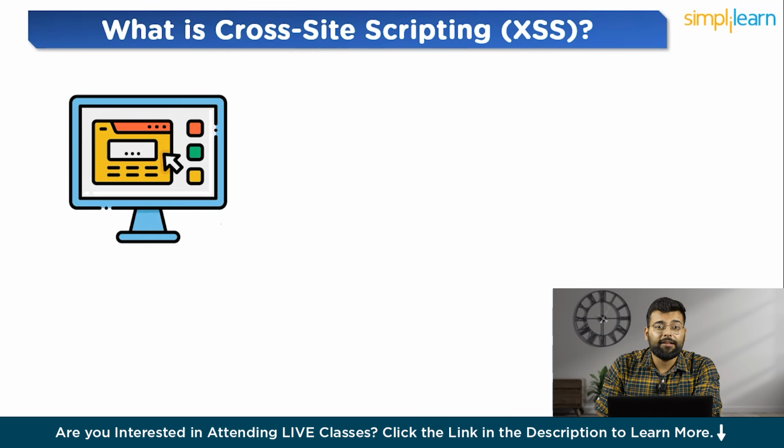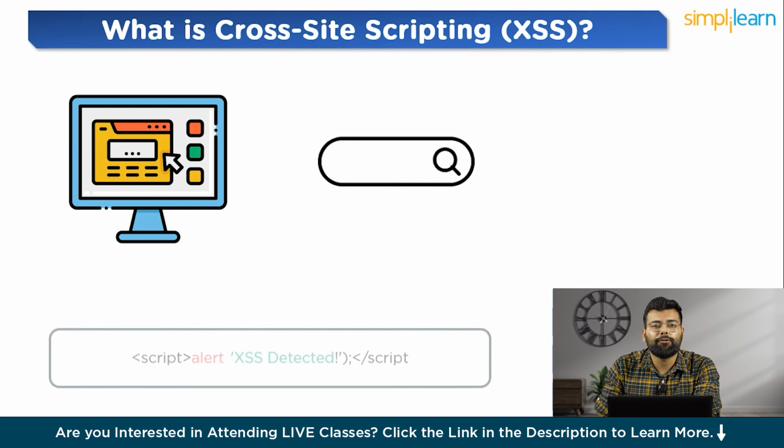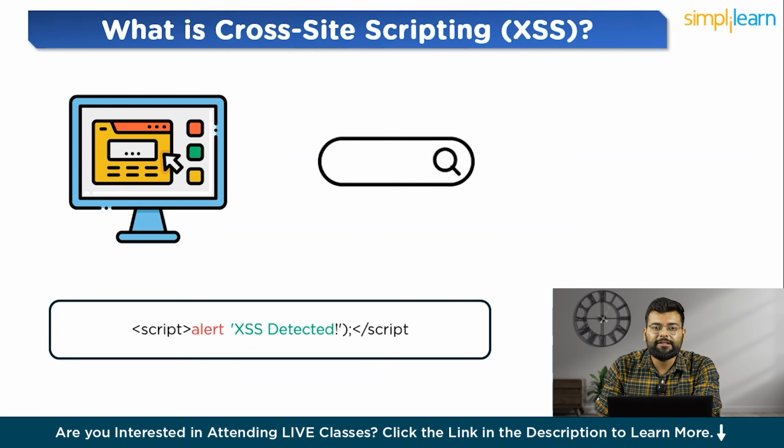So let's see an example for XSS. Suppose a website has a search function that directly displays user input in the search results page without proper sanitization. An attacker crafts a URL that includes a search term like, as you can see on the screen, script alert XSS detected. When another user clicks this link or enters this script in the search box, the malicious script runs in their browser, displaying an alert box. So this is how an XSS attack happens.